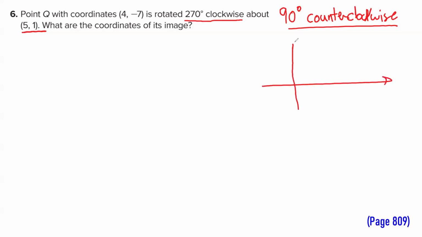Let's sketch the point of the center of rotation, which is in this case 5 and 1. 1, 2, 3, 4, 5, and here is 1. This is the point. That point is going to be shifted 5 units left and 1 unit down in order to reach the origin. So I wish the center of rotation to be the origin, that's why I'm going to apply translation. So that will be the first step.